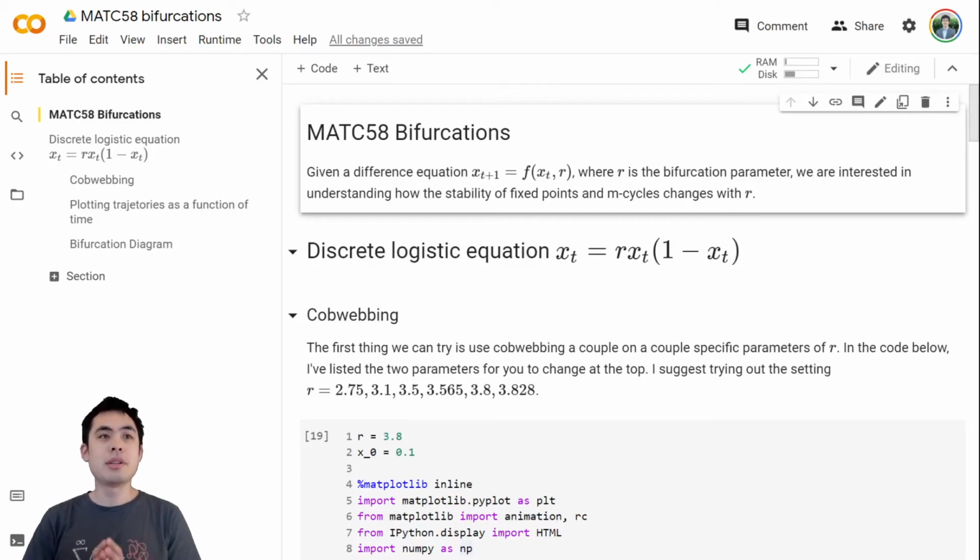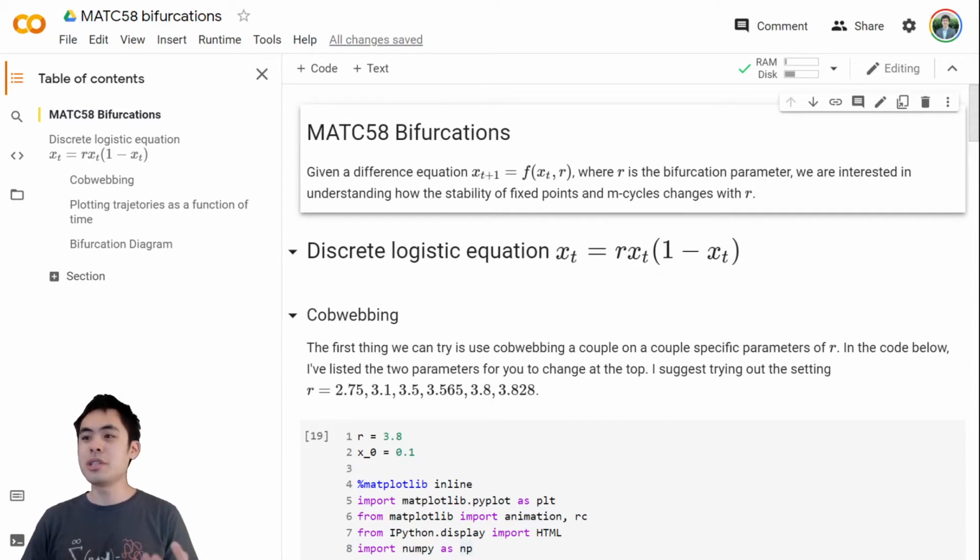Hi class. So in the last video we talked about bifurcation theory. We were able to classify different types of bifurcations. These are the points where, if you have a first order difference equation that is dependent on both your x value and some adjustable parameter r, we're interested in understanding how the stability of fixed points and m cycles changes with r. To illustrate this, we're going to use the discrete logistic equation.